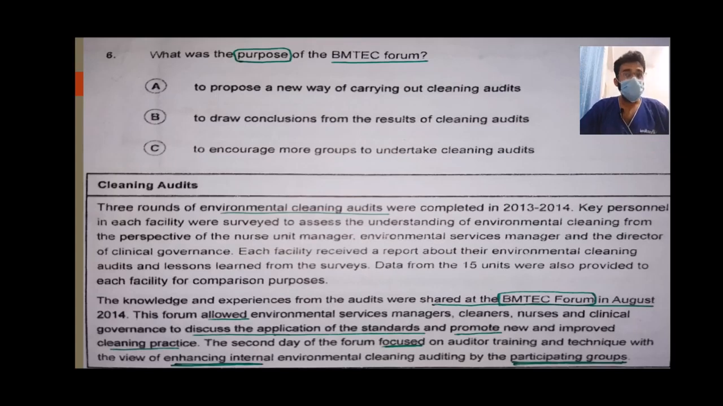Option C, to encourage more groups to undertake the cleaning audit. So here is our answer, encourage more groups. Enhancing and encouraging are both synonymous, and participating groups. So here is our answer. We have to pick these words, encourage, enhancing, the groups. So to encourage more groups to undertake the cleaning audit is our answer. So the answer of example 6 is C.